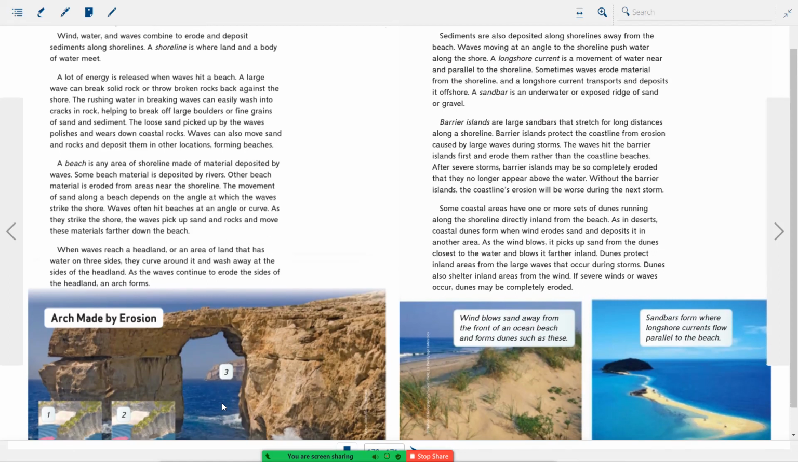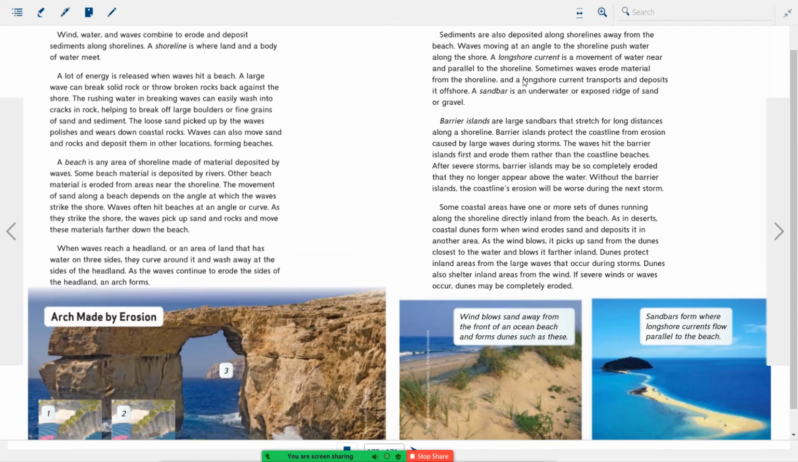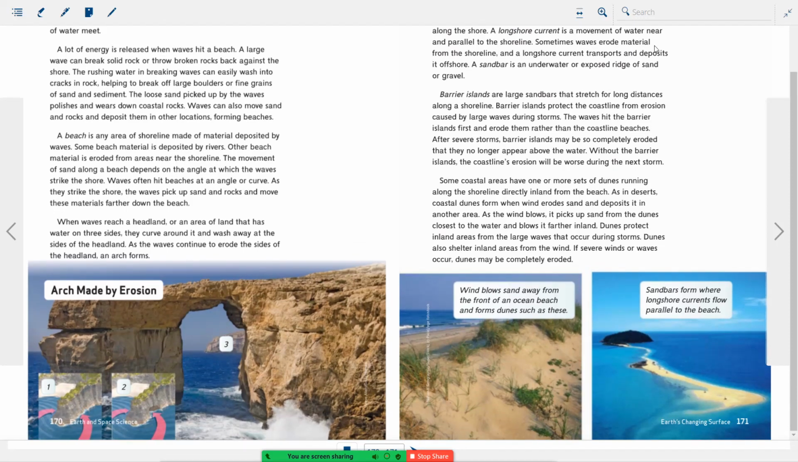Sediments are also deposited along shorelines away from the beach. Waves moving at an angle to the shoreline push water along the shore. A longshore current is a movement of water near and parallel to the shoreline. Sometimes waves erode materials from the shoreline, and a longshore current transports and deposits it offshore. A sandbar is an underwater or exposed ridge of sand or gravel.